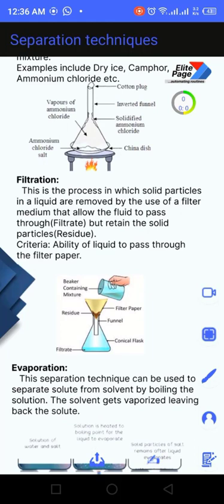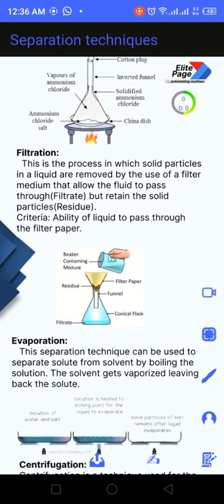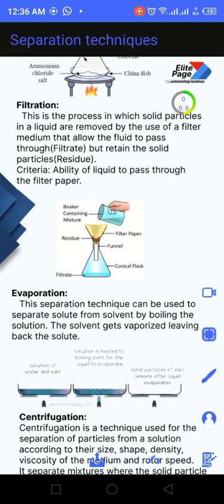You can look at the setup that we have here. What is being collected is called our filtrate. What remains in the filter paper is called the residue.